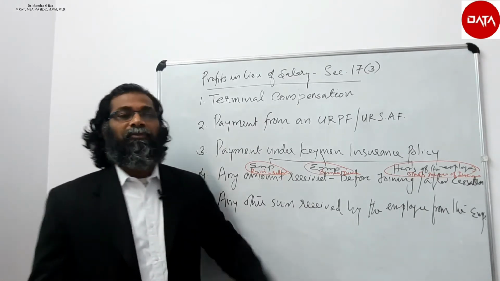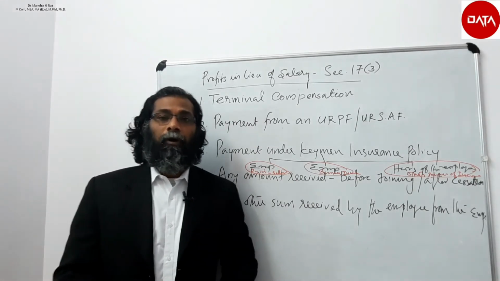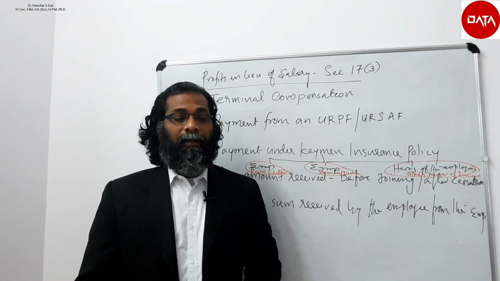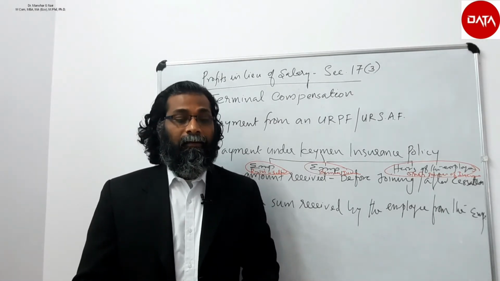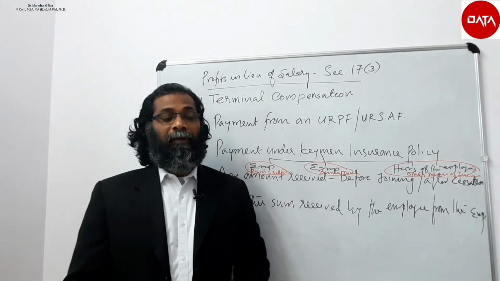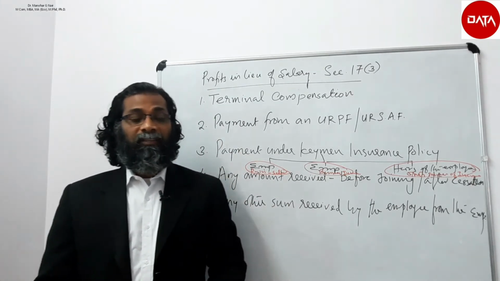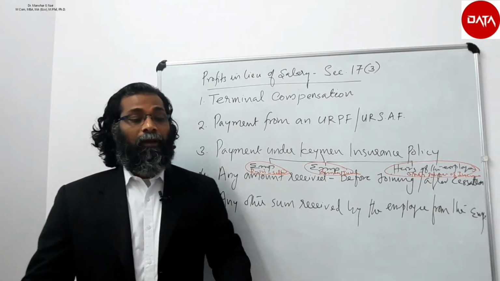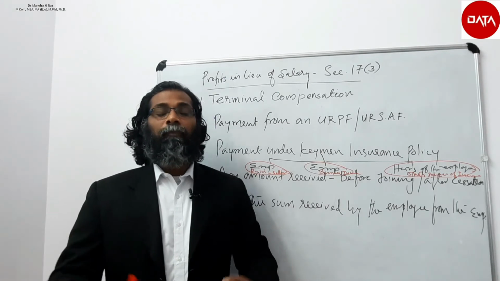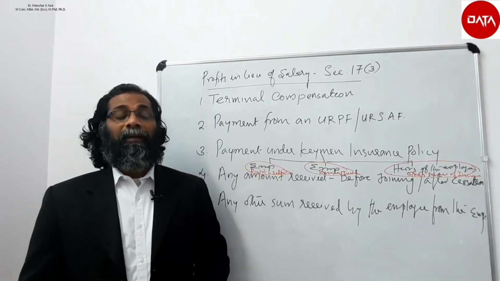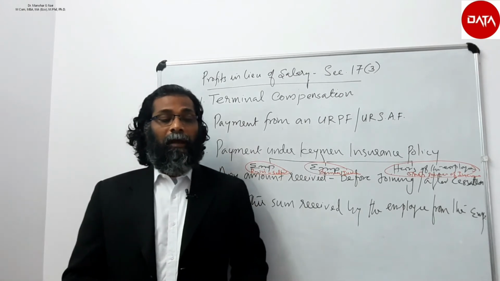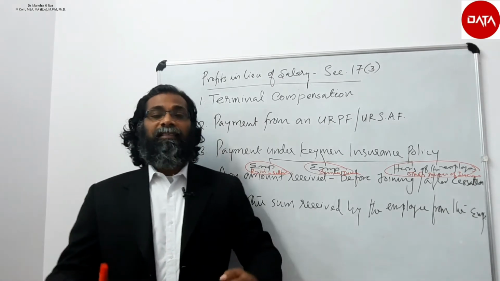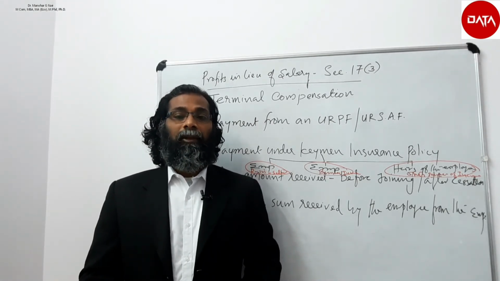But there are certain items which are not considered as profit in lieu of salary. For example, any amount received as death-cum-retirement gratuity under section 10(10), the commuted value of pension, then compensation received according to section 10(10)(b) at the time of voluntary retirement will not be considered. Payment from statutory provident fund will not be considered. Then payment from recognized provident fund, payment from approved superannuation fund, and house rent allowance received, all these things will not be considered as profit in lieu of salary.